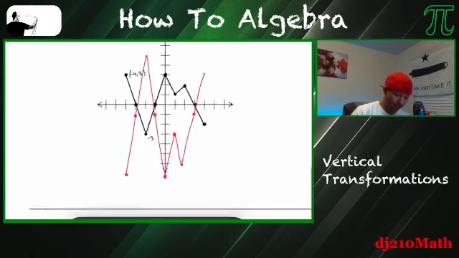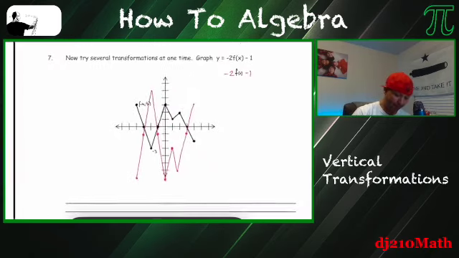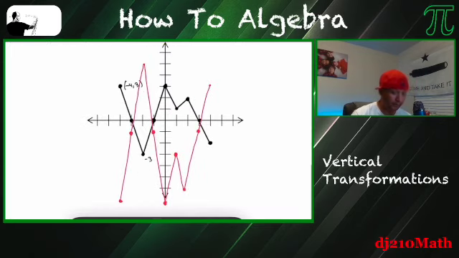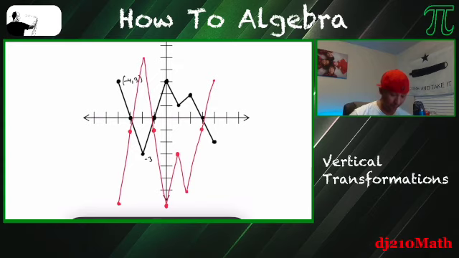All right. Do we have to write what we did? I feel like I just explained it. So hopefully you have a better understanding of vertical transformations.